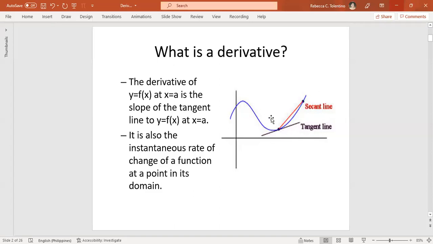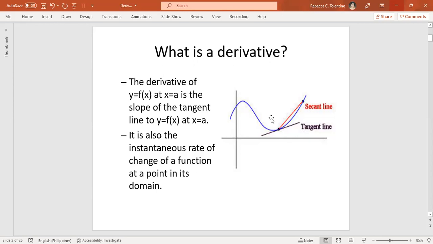Another concept of the derivative is that it's the instantaneous rate of change of a function at a point in its domain. So why is that so? Because the slope is actually a rate of change. Remember that m is actually delta y over delta x. So it's the change in y over change in x.